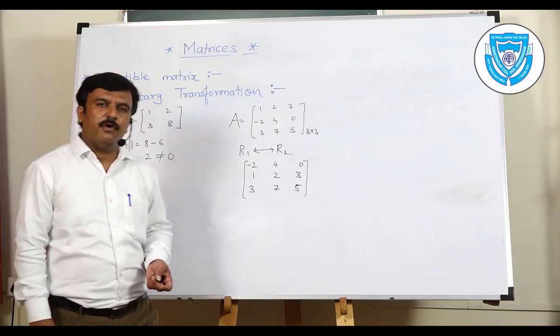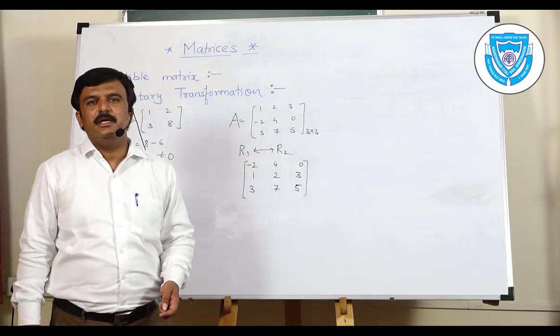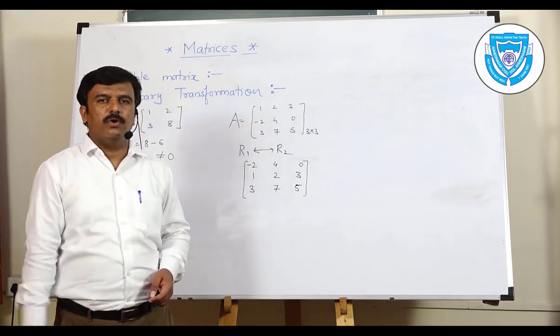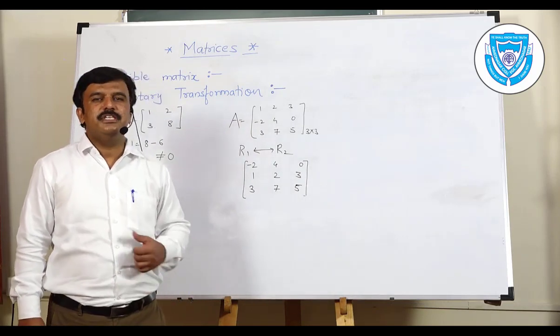The second operation that we can perform on rows and columns is that we can multiply any row or column by any non-zero scalar.